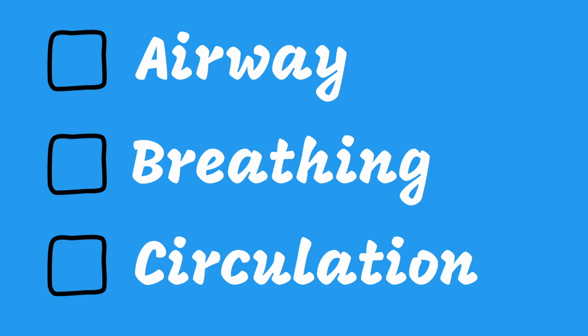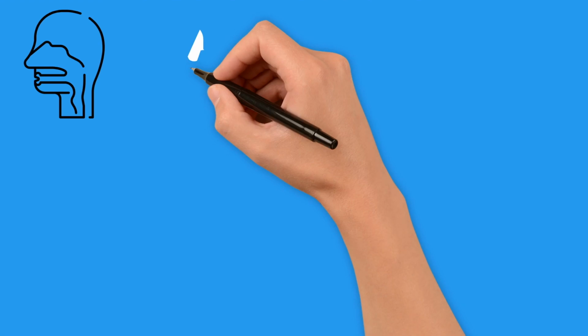The order matters because the body can survive only minutes without oxygen. That's why NCLEX questions expect you to prioritize airway first, then breathing, then circulation. It mirrors exactly how we deliver care in emergencies and clinical practice. So let's go through each of these step by step. We'll start with the first step, airway.